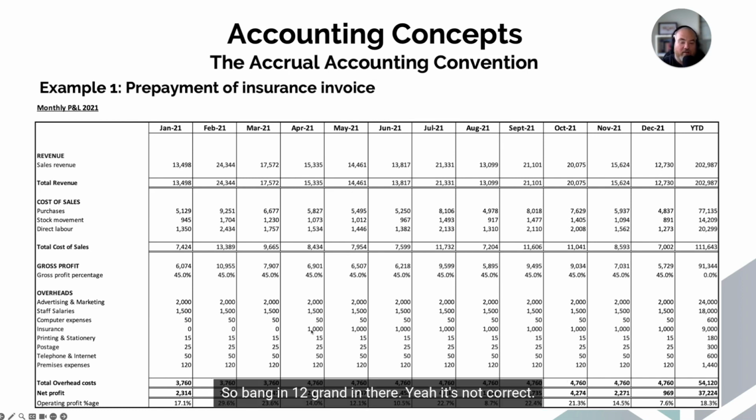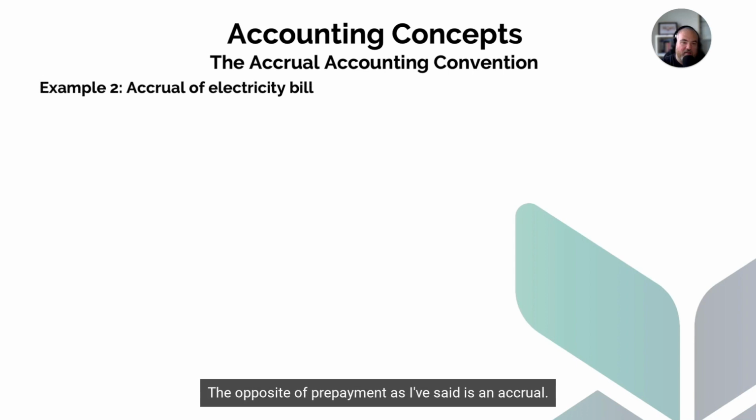So banging 12 grand in there is not correct. So I hope that makes sense. So that's a prepayment. The opposite of a prepayment, as I've said, is an accrual.